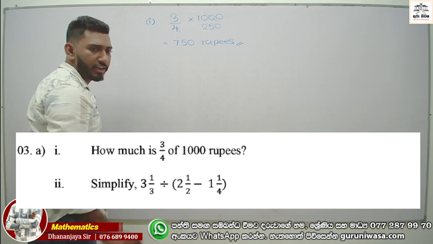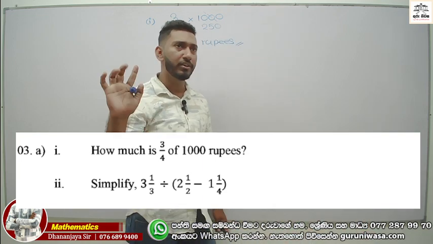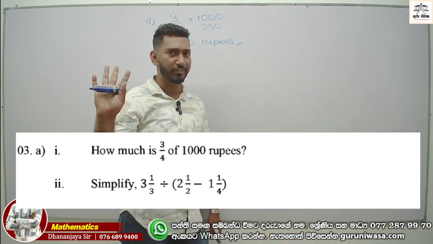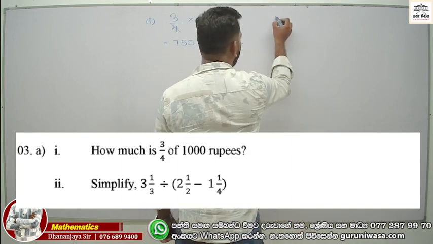Right. And second question, simplify, and you have to follow the order: brackets, division, multiplication, addition and subtraction, right? Now find the answer.